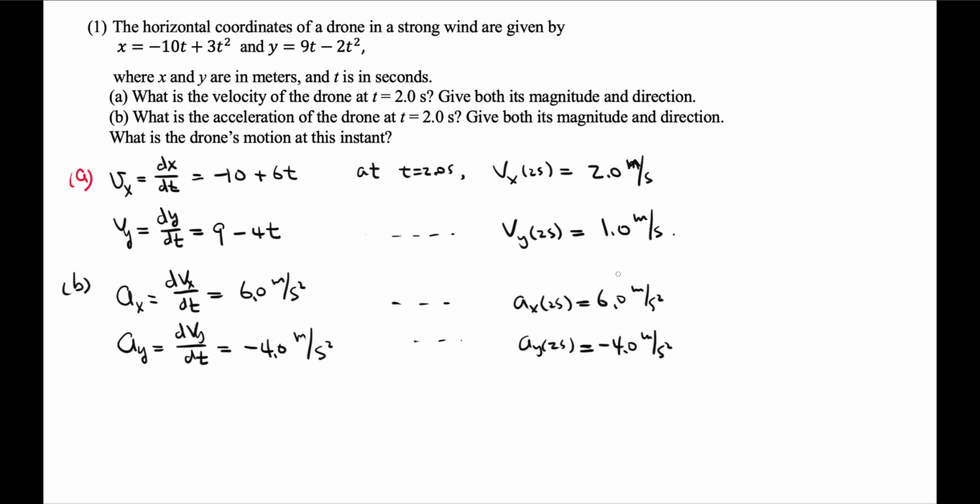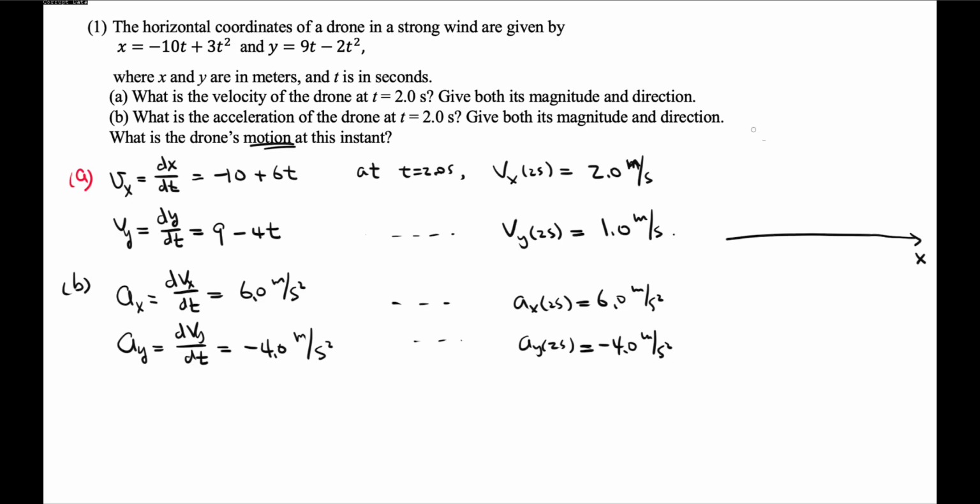Now let's draw a picture of the two vectors and see that relation, and then we can apply the knowledge that we have from this chapter to answer the last question, which is about the motion. What is the drone's motion?